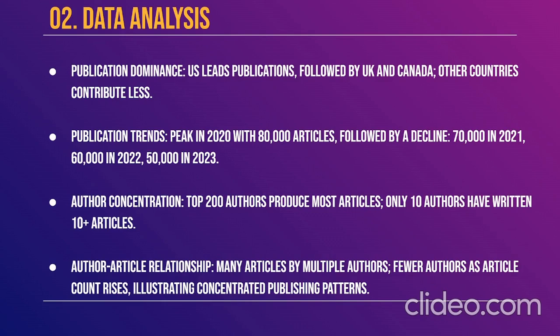Author concentration: the top 2000 authors produce most articles, and only 10 authors have written 10 plus articles. Author and article relationships: many articles are written by multiple authors, with fewer articles as article count rises, illustrating concentrated publishing patterns.